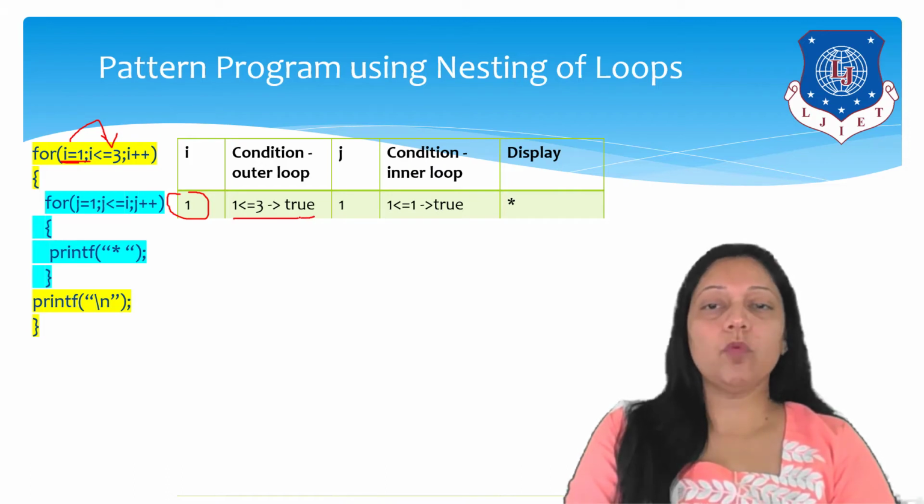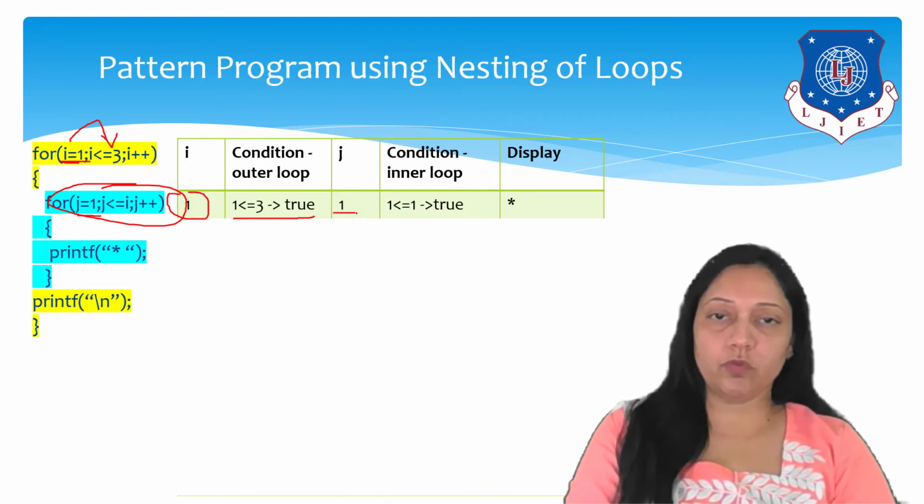So the condition would be 1 less than or equal to 3. This means it is true. So if it is true, it will come to the inner loop, and in the inner loop the value of j will be initialized to 1.